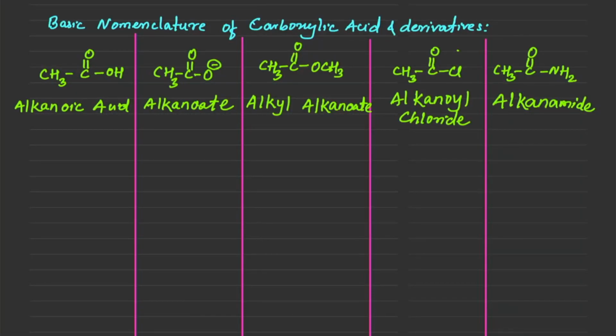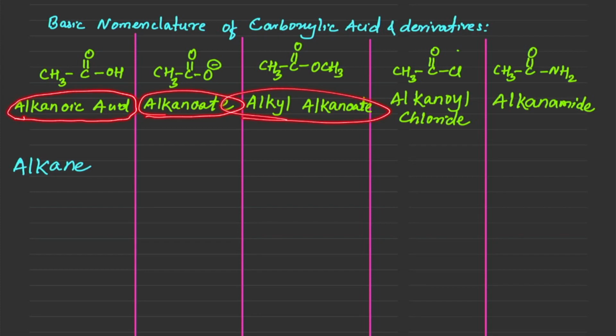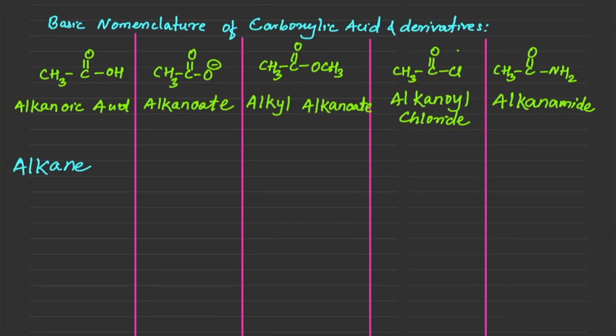Hello everybody. In this video we will discuss some of the basic nomenclature of carboxylic acid and carboxylic acid derivatives. So I have written down already the pattern of names that you would expect. Remember, if we have a carbon chain, we call this alkane, right? So that's our carbon chain. I have written down how we're going to name each functional group. For example, here they're called alkanoic acid, alkanoate, alkyl alkanoate, alkanoyl chloride, and alkanamide.